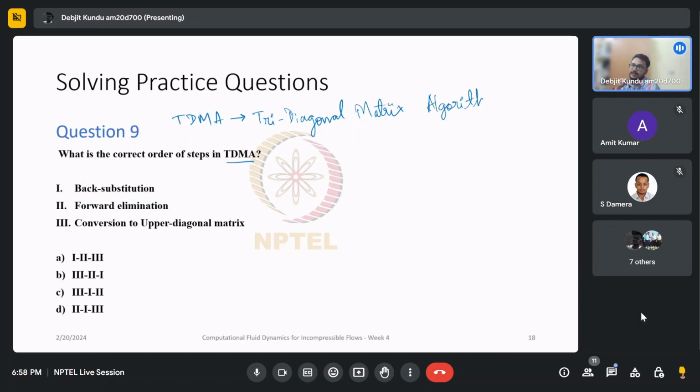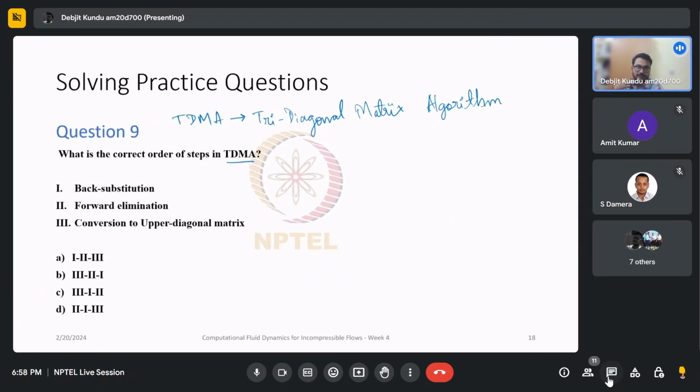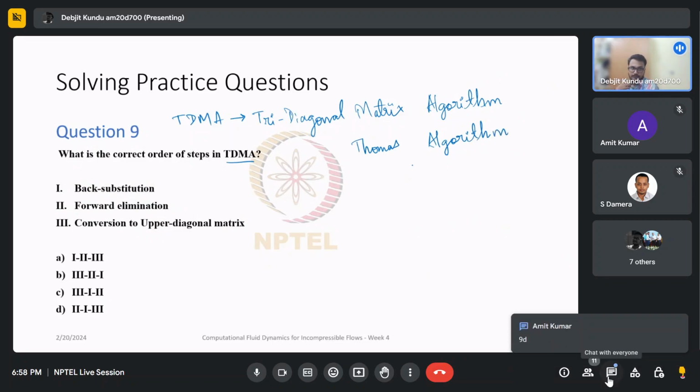This has another name as well. What is that name? This is named after a scientist. Yeah, someone has written in the chat box correctly. That is the Thomas algorithm. This is actually used for solving these line Gauss Seidel method type techniques.